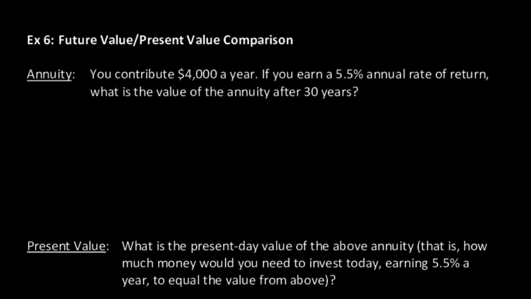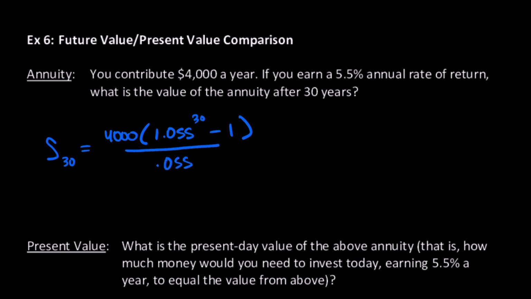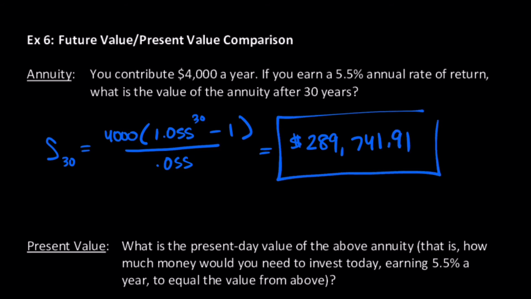So I'll go a little bit quickly here. This is my sum formula for geometric series. So that'll be 4,000 times 1.055 to the 30th minus 1 all over 0.055. So you crank that out, that gives you $289,741.91. So if you put $4,000 in a year, every year for 30 years, you get 5.5% every year. You don't take anything out. This is how much you're going to have in the bank.